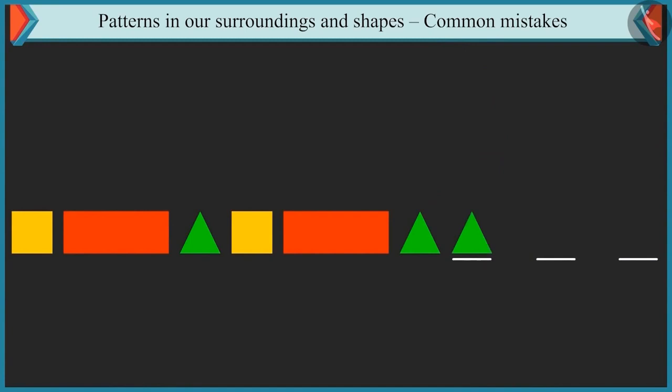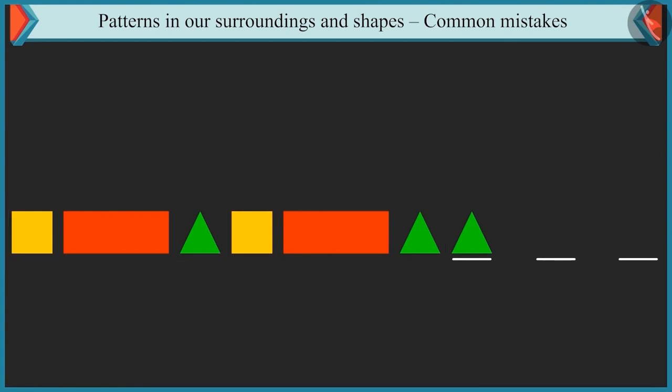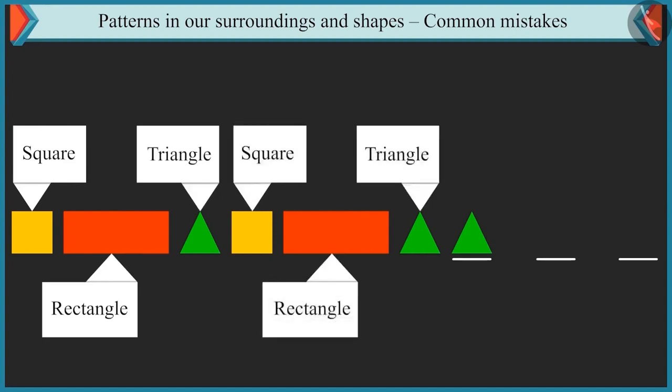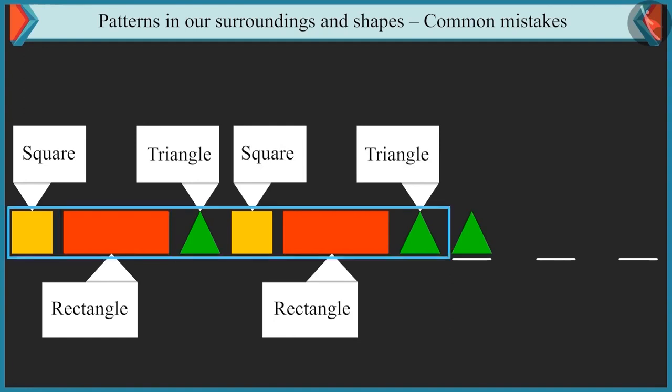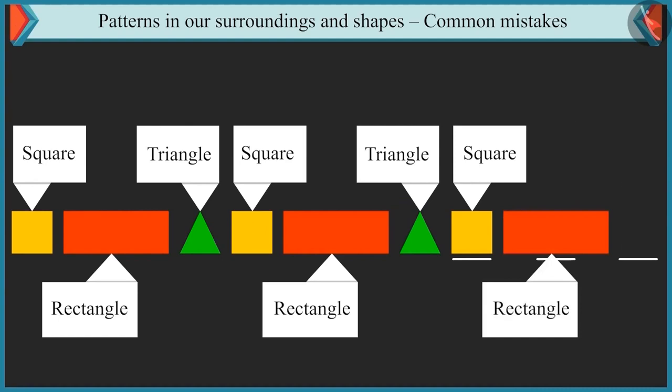Come on, Chutki. You have to look carefully at the pattern and understand it no matter how many shapes or colors are used. Look, the square, rectangle and triangle, these three shapes are repeated in one order in this pattern. Yes, first shape is square, second is rectangle and third is triangle. If we repeat these shapes in this order, then after triangle, square, after square, rectangle and after rectangle, it is triangle. See, this pattern is complete.